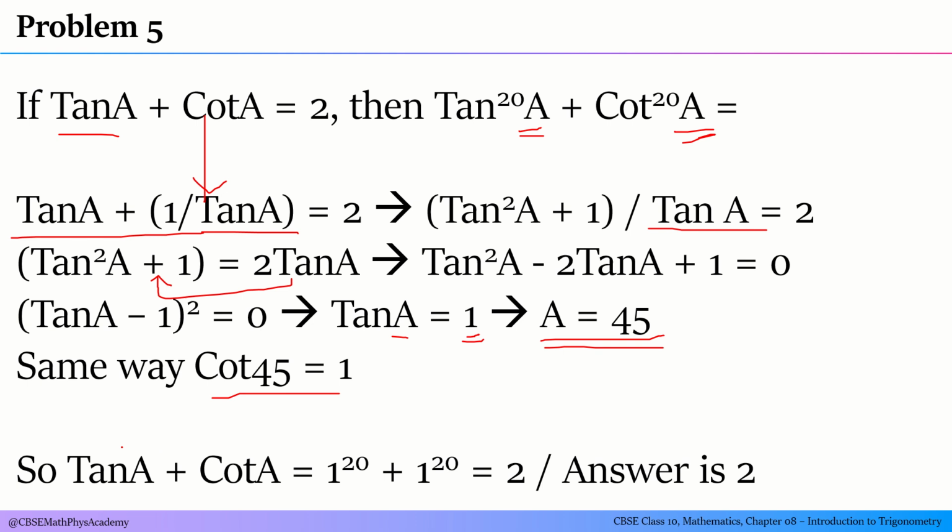So I am going to substitute in tan power 20 a plus cot power 20 a. Tan a is 1, so 1 power 20, plus cot a is also 1, 1 power 20, is equal to 1 plus 1, which is 2. So the answer is 2.